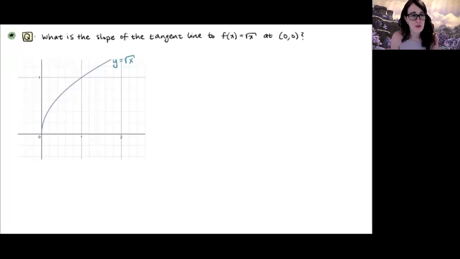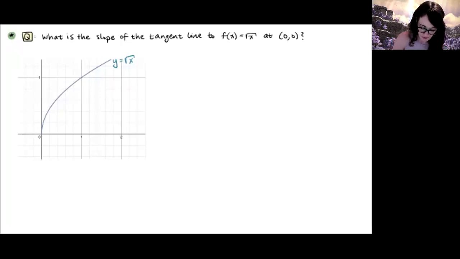In the previous video, we found the derivative of the function f of x equals the square root of x, and we found the equation of the tangent line to that curve at the point (4, 2). I have a question here for us to consider. What is the slope of the tangent line to the same function, f of x equals radical x, at the point (0, 0)?